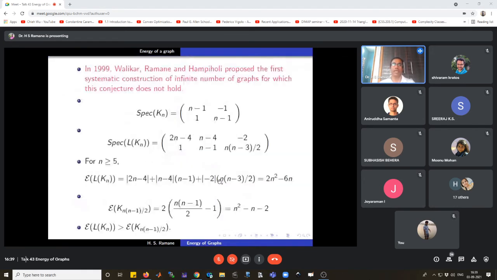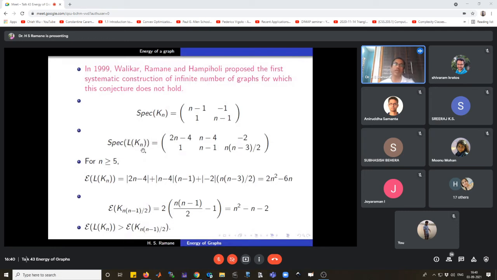Then in 1990, we showed that many such graphs exist. For example, you take the line graph of a complete graph. The spectrum of the line graph of the complete graph is: 2n minus 4 one time, n minus 4 (n minus 1) times, and minus 2 (n(n minus 3)/2) times. Its energy is 2n squared minus 6n for n greater than or equal to 5.